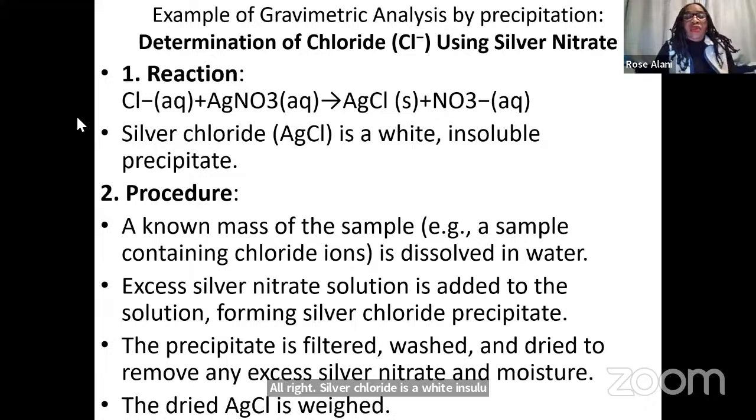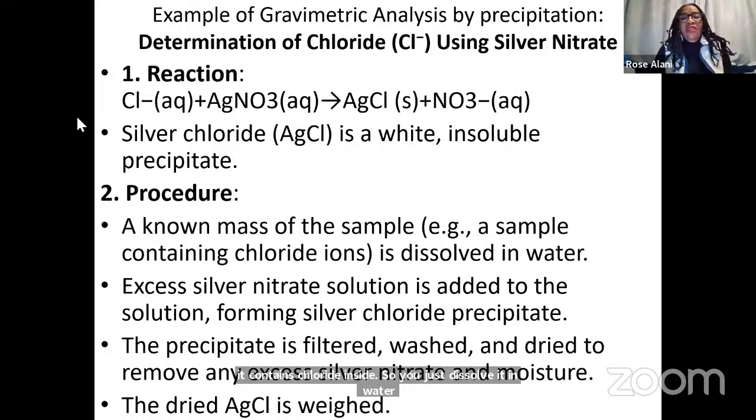The procedure, what you do, is get a known mass of the sample and dissolve it in water. Let's say it is sodium chloride. That's the sample, and it contains chloride. You just dissolve it in water. And then the excess silver nitrate solution, the one that is precipitating the chloride out, is added. This forms silver chloride precipitate, the white insoluble precipitate we're talking of.